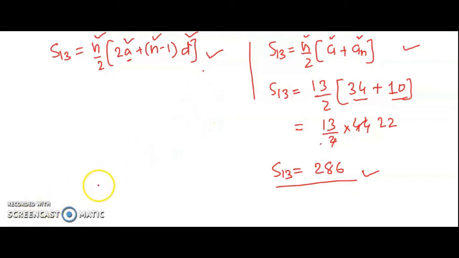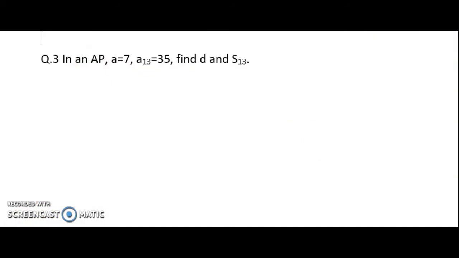Now let's move to question number 3. See the question number 3. In an AP, a equal to 7, the first term is given 7, a13, that is the 13th term of the AP, is given 35, and we have to find d, that is the common difference, and S13, the sum of the first 13 terms. So first of all, write down the given data. a is given 7, the 13th term of the AP is given 35, and we have to find out the value of d and the sum of the first 13 terms.